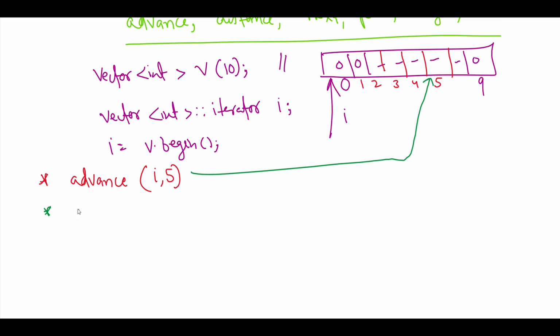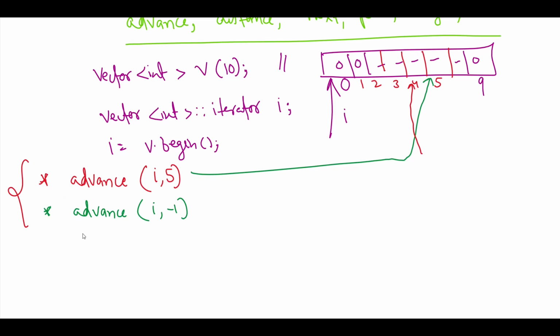Let's perform one more operation, advance I, and then -1. And as it is at fifth position, after this operation, this will come a bit behind, and now this I is going to point to this fourth position, right? So that's how advance function works.